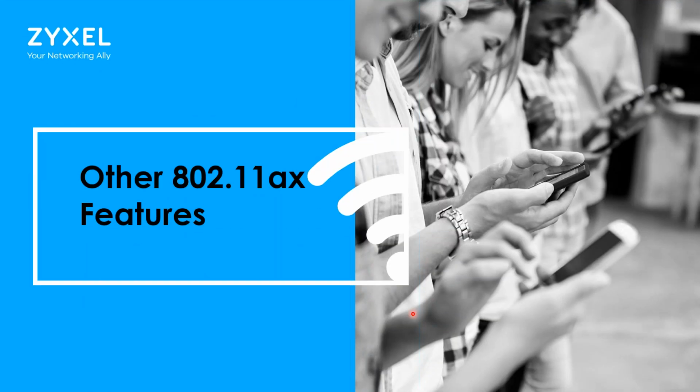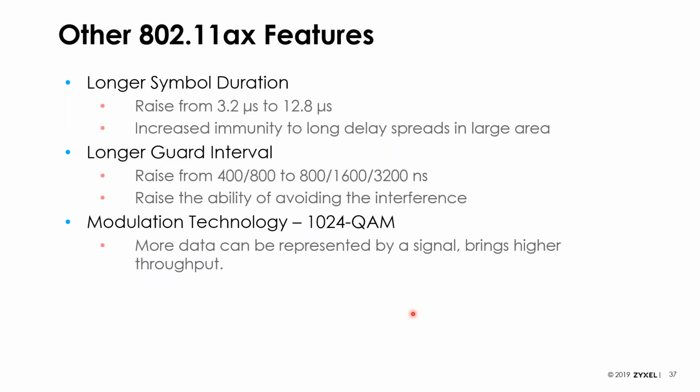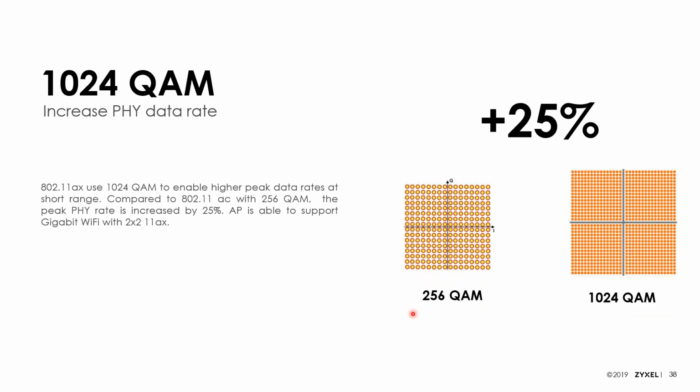Okay, other features that AX introduces are a longer symbol duration, meaning that the signal can travel longer distances before dying out. A longer guard interval, which is basically needed for the previous. So we have longer spaces between transmissions, so we are able to avoid interference and have that longer symbol duration as well. We also have an improvement in modulation technology to 1024 QAM, meaning that we can push more throughput through the Wi-Fi.